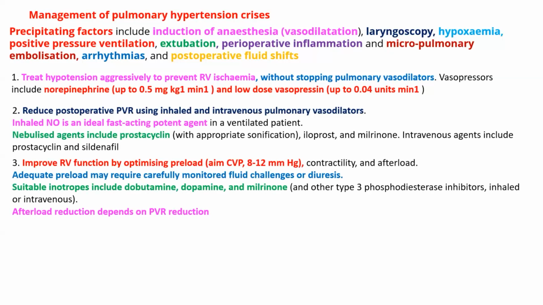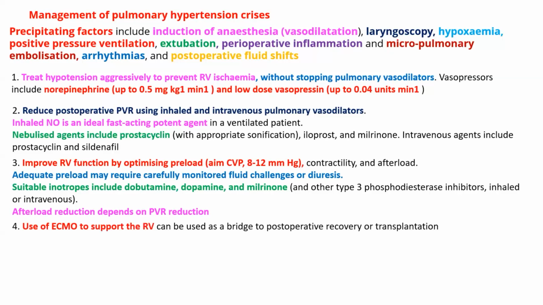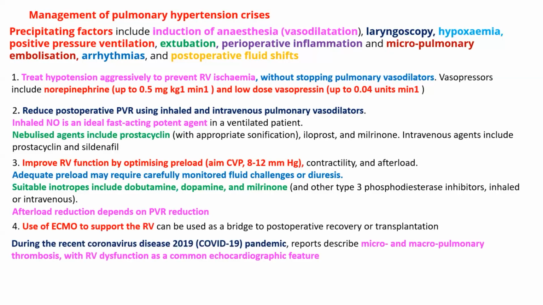Then we must reduce the afterload, the PVR. Just like when you want to improve left ventricular ejection you have to reduce the SVR, to improve right ventricular ejection you have to reduce the PVR. PVR reduction can be achieved by the above methods, and ECMO is sometimes used to support the RV as a bridging therapy. And with the recent coronavirus infection, many patients develop macro pulmonary thrombosis.